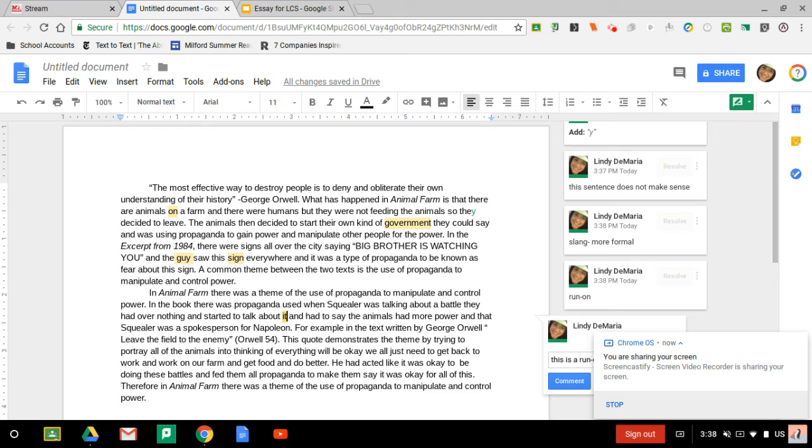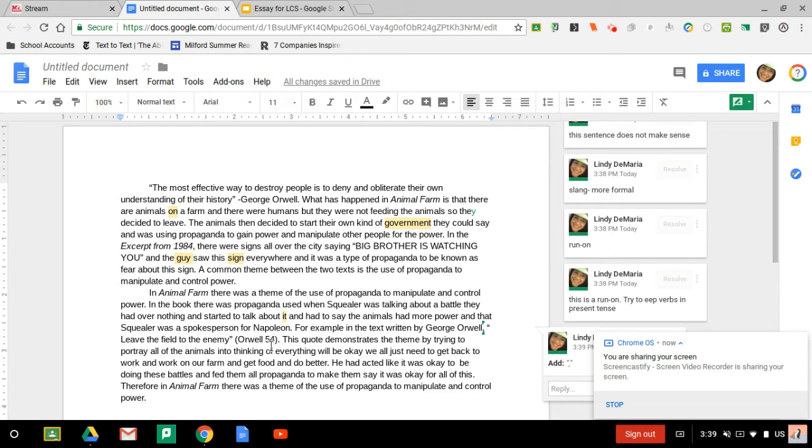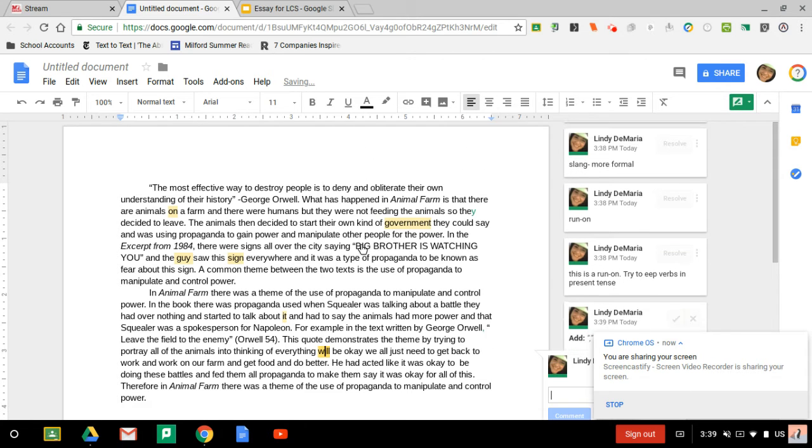And I'm also noticing a lot of past tense verbs. So I'm going to make the comment, try to keep verbs in present tense, okay? It says, for example, in the text written by George Orwell, so this person needs a comma, leave the field to the enemy. This quote demonstrates the theme by trying to portray all the animals into thinking of everything will be okay. We all just need to get back to the work and to work on our farm and get food and do better. Okay, so this again is a run-on.